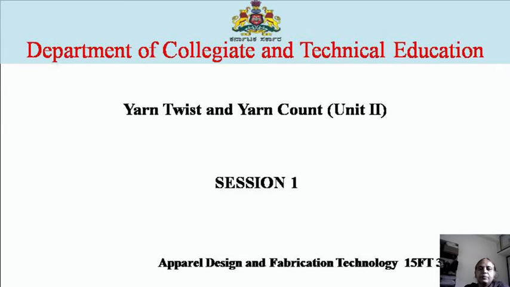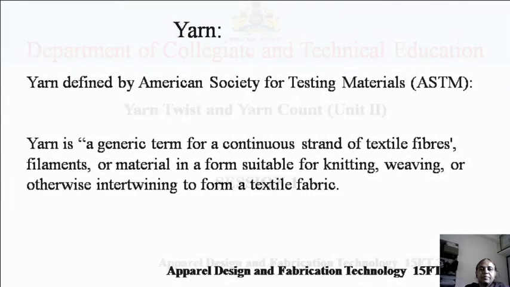You already know, in the first unit, the definition of yarn, properties of yarn, classification of yarns, and a detailed study of simple yarns, novelty yarns, and spinning. We covered the definition of spinning and the four types of spinning methods, their advantages and disadvantages. So today is yarn twist and yarn count.